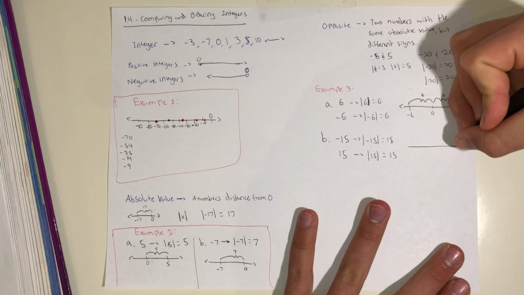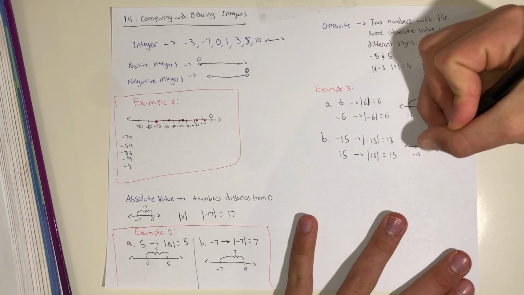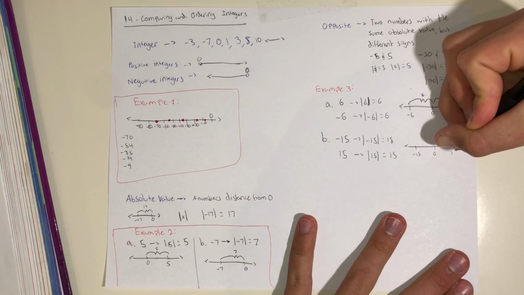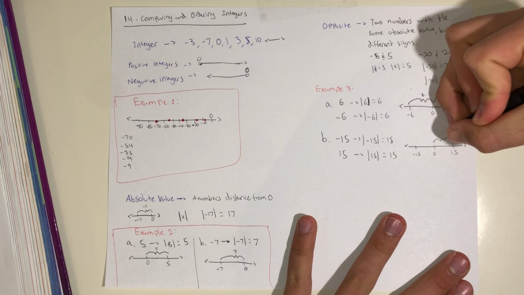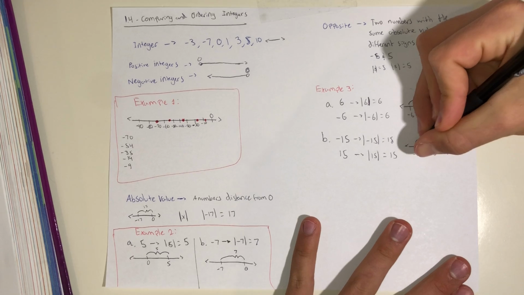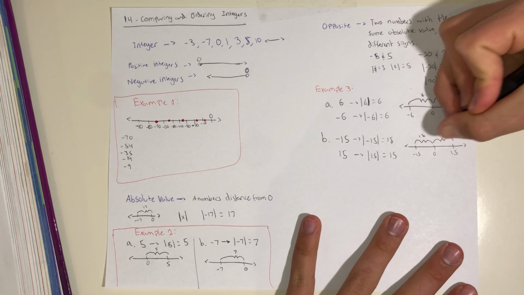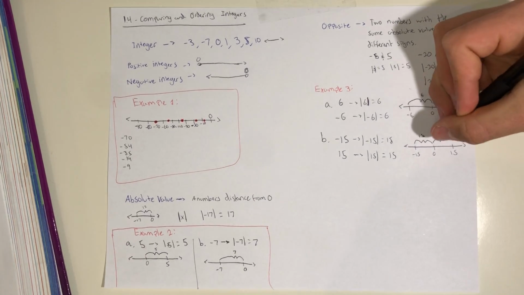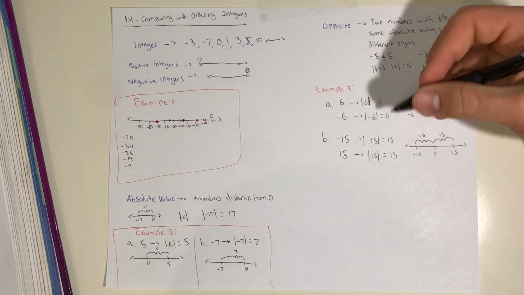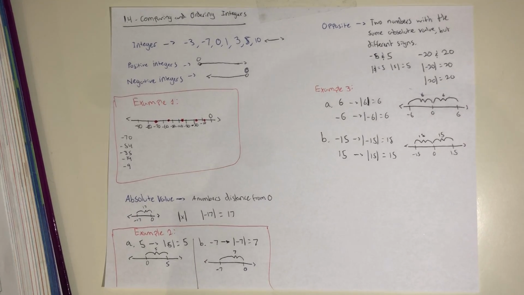Once again, we could prove this on a number line by putting -15, 0, 15. This distance will be equal to this distance. The distance from -15 to 0 will be 15, and the distance from 0 to 15 will be 15. The absolute values are equal, the signs are different, they're opposites. Example 4.